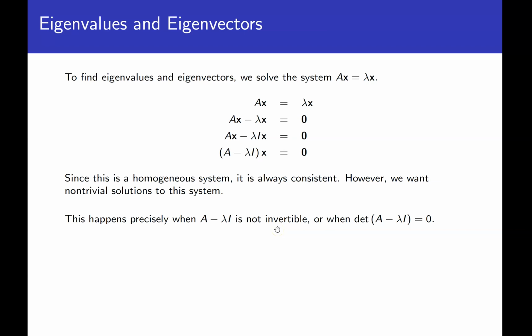And we have a numeric condition on when a matrix is invertible or not. And that's exactly when the determinant is equal to 0. All right. So this equation that we are going to try to solve here for lambda is called the characteristic equation of A. So this actually has a name. When we set the determinant equal to 0, that's the characteristic equation.